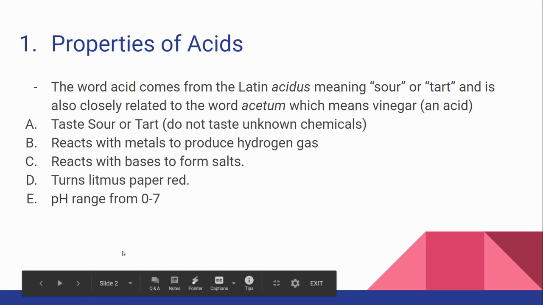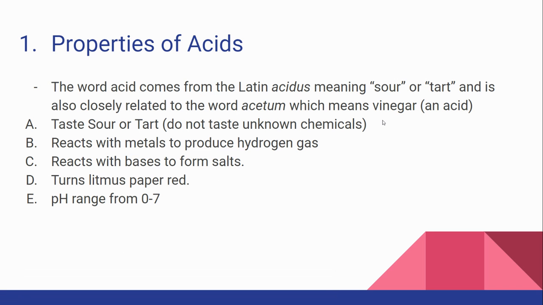Compounds that are acids have these general properties. They taste sour or tart. They react with metals to produce hydrogen gas. They react with bases to form salts. They turn litmus paper red, and their pH ranges from 0 to 7. Okay, actually the word acid comes from this Latin word acidus, meaning sour or tart. It's also closely related to the word acidum, which means vinegar, which is an acid.